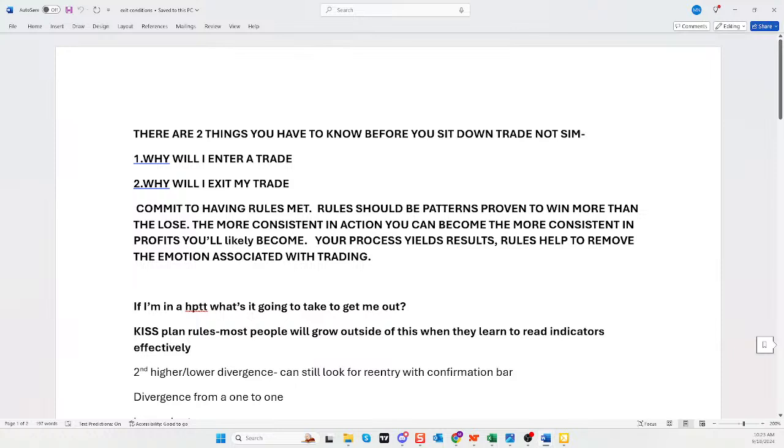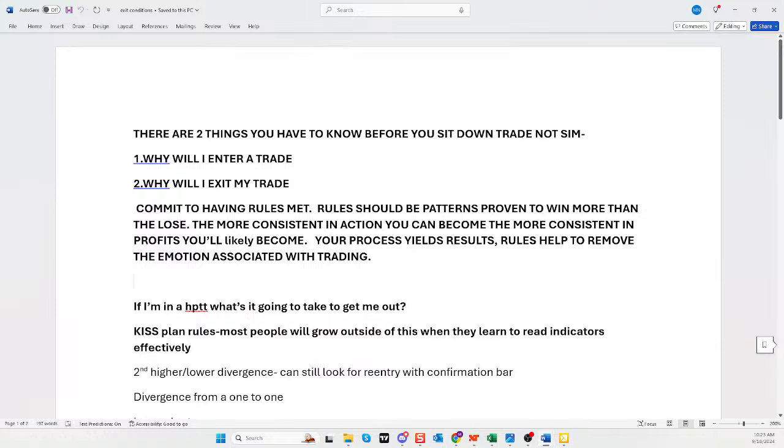And the more consistent in action you can become, the more consistent in profits you'll likely become. Because we're not trading a hope that the market goes up or down. We're letting the market tell us that it's going up or down. And we're trying to capture a little piece of that. Your process yields the results. Your ability to follow the plan yields the results. And the rules help remove the emotion associated with trading.